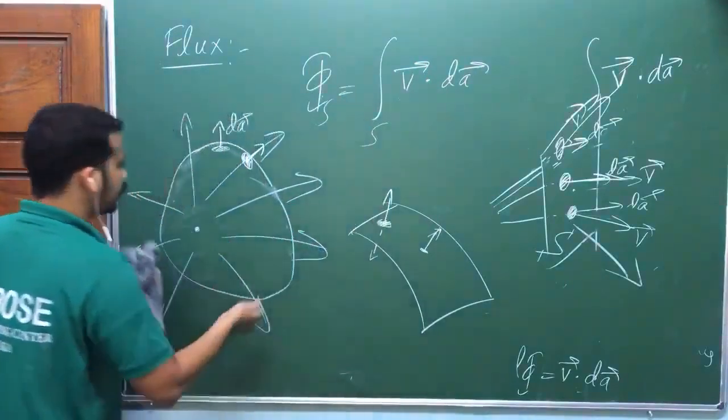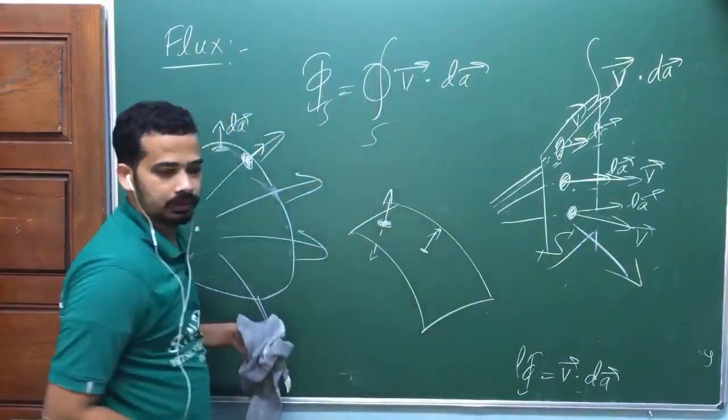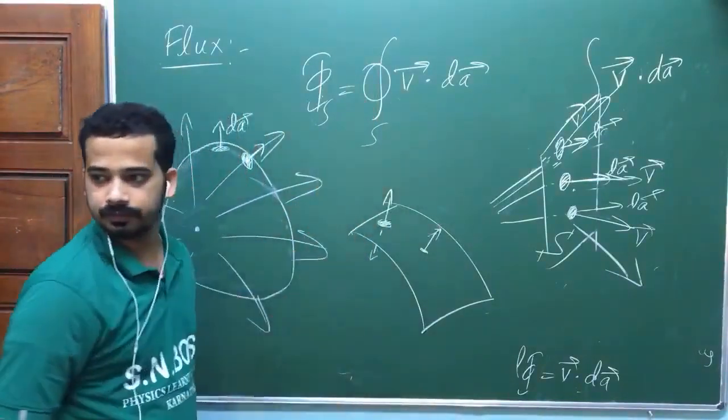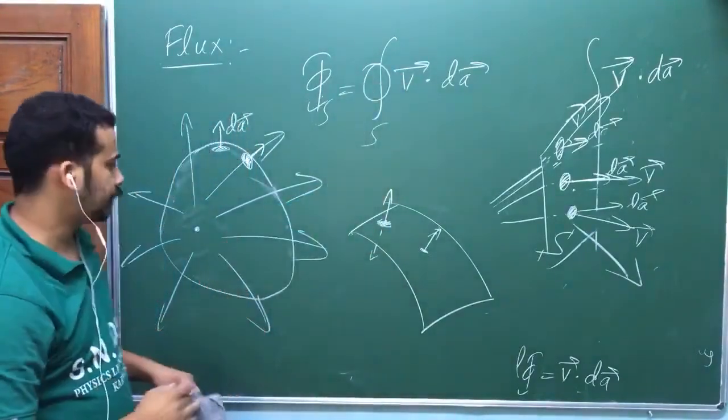So now look at it. If that surface area is closed, then we put this symbol here in that integration. That means this surface area is closed. If the surface area is open, we don't put this symbol. I hope you can grab that point.